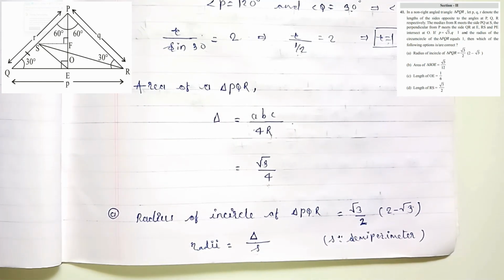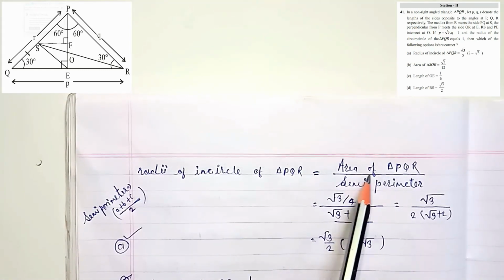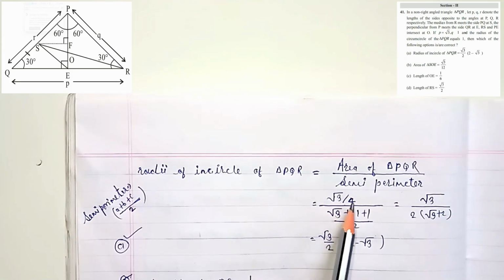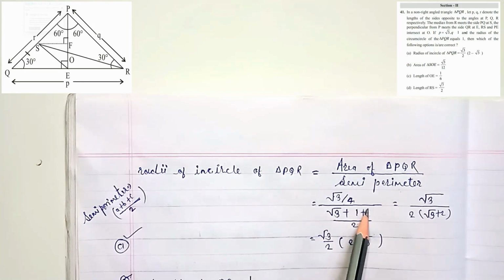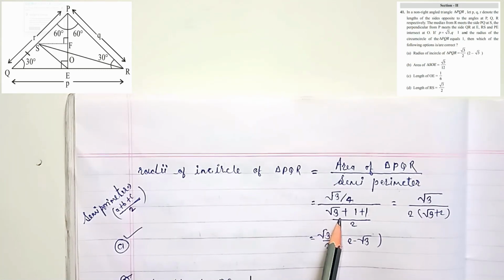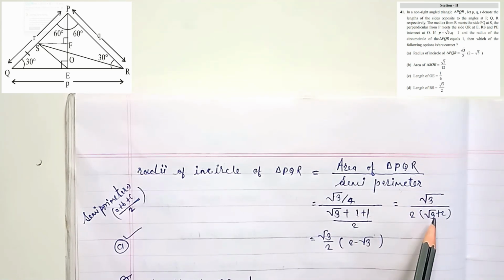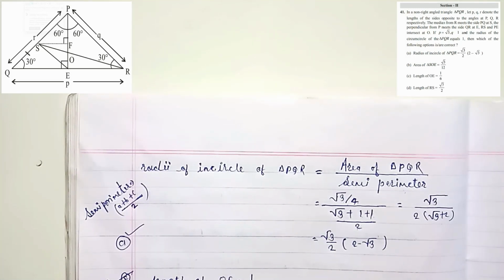Now let's find out the first option. The radius of the incircle of triangle PQR is the area of triangle PQR upon the semi-perimeter. The area we found here is √3 by 4, and the semi-perimeter is (a plus b plus c) upon 2, that means (p plus q plus r) upon 2. Adding the 3 sides and dividing by 2, we get (√3 plus 1 plus 1) by 2. So √3 by 4 divided by (√3 plus 2) by 2. Just do the division and you will get √3 by 2 into (√3 plus 2). This is an easy calculation that I'm not going to explain here; you may work it out yourself.